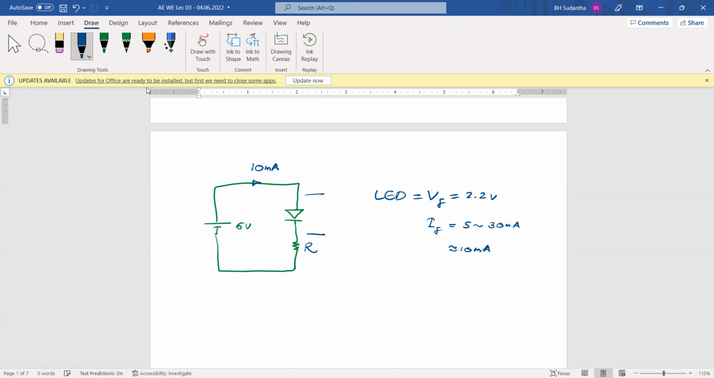Across the LED, 2.2 volts should be dropped. Then across the resistor, the balance should be there. Then it should be 6 minus 2.2, which is 3.8 volts. Then you can calculate this R. R should be 3.8 volts divided by 10 milliamp.